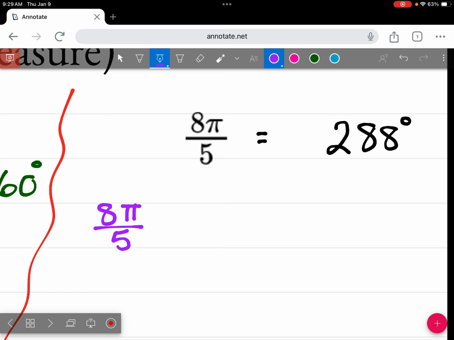Okay, so if we're looking for our negative coterminal angle, that's when we're going to subtract the whole circle. So we're going to subtract our 2 pi. What are we going to get when we subtract 2 pi from 8 pi over 5?